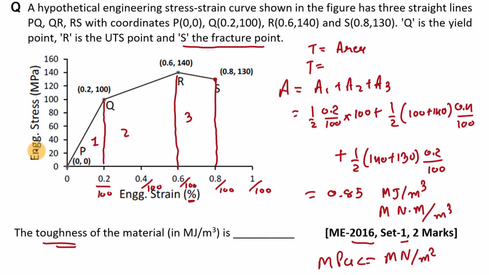And see, here engineering stress is given in megapascal, and there is no unit of engineering strain, right? So the unit of this area, or we can say the unit of this stress, will be equal to the unit of toughness. So here we have to write the answer 0.85, and that is the toughness of the material. This simple question is for 2 marks. Here we only have to find the area under this diagram, and we have to take care to divide the strain value by 100 because these values are given in percentage.